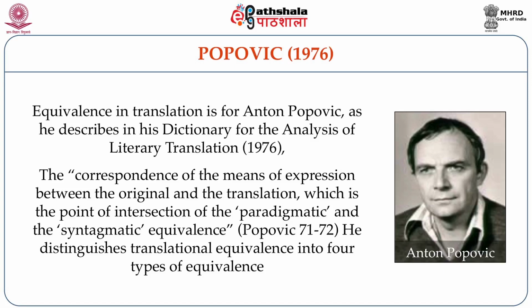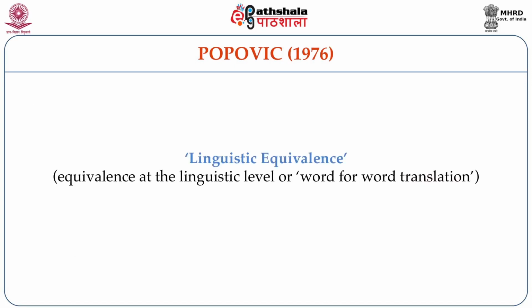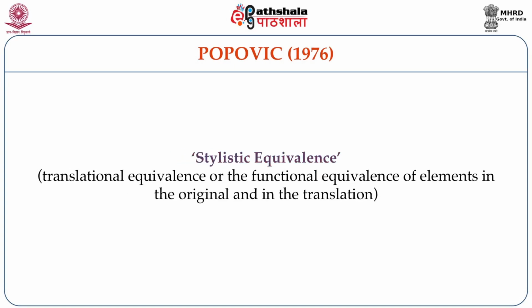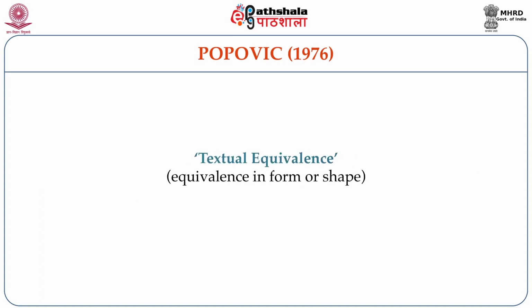He distinguishes translation equivalence into 4 types of equivalences. One is linguistic equivalence, or equivalence at linguistic level, or word-for-word translation, and the second is paradigmatic equivalence, or equivalence of elements of grammar, which according to POPOVIC is a higher category than lexical equivalence. Stylistic equivalence. Stylistic equivalence is translational equivalence or the functional equivalence of elements in the original and in the translation. Next is textual equivalence, or equivalence in form or shape.